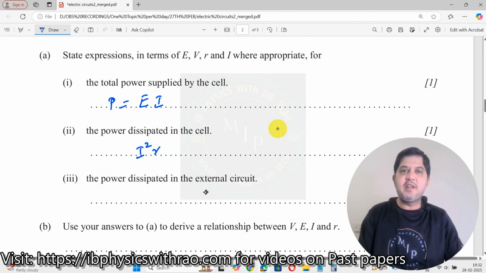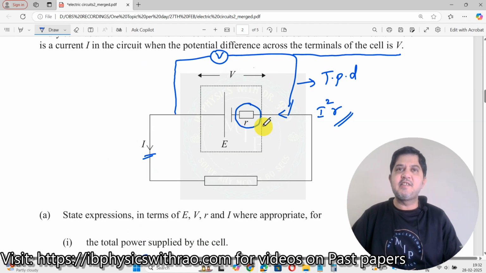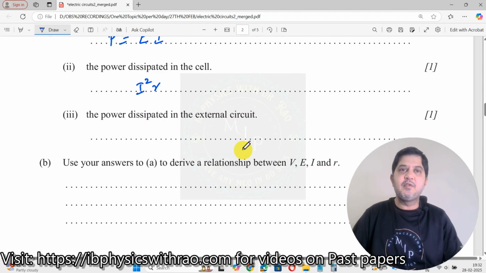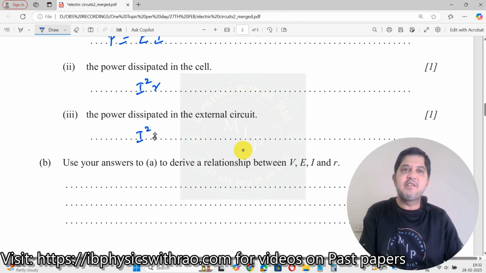What is the power dissipated in the external circuit? What is the external circuit? The circuit which is apart from the cell is the external circuit. What is the external circuit? Only a resistance R over here. So if I is the current passing like this, then the power dissipated here would be I squared multiplied by R, right? So I will write this as I squared R.